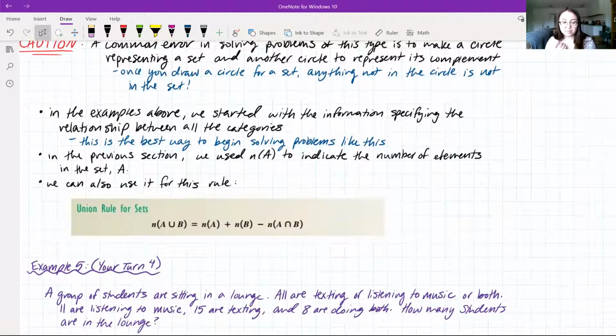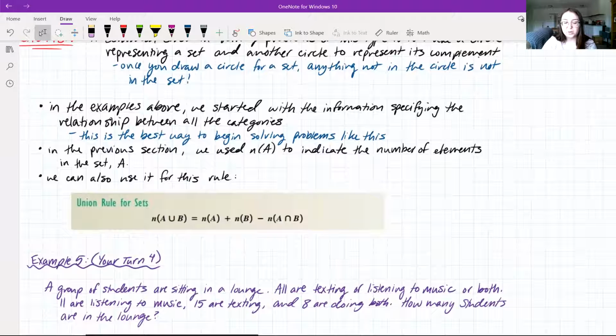So in the examples we just went over above, we started with the information specifying the relationships between all categories. And we already said before, this is the best way in solving problems like this with Venn diagrams. You start by specifying the relationship between all of them, or the center value, and you work outwards. In the previous section, section 7.1, we used n of A, remember that value, to indicate the number of elements in the set A. So if A were the values of 1 through 10, then n of A would be 10 because there are 10 elements. So we can also use it for this rule that we're going to be using.